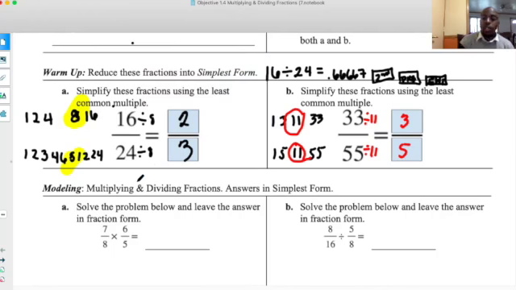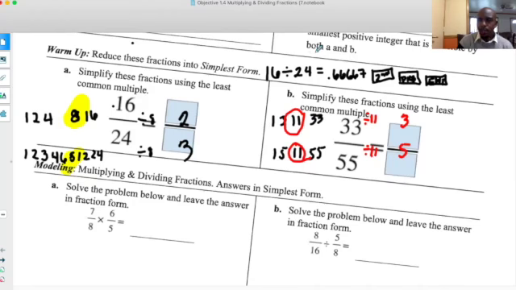Now this is practice for us to be able to simplify, but like I said to you before, you can always use your calculator to simplify as we did above.